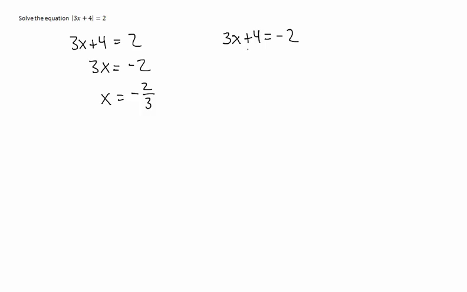And in the second equation, we subtract 4 from both sides again. 3x is equal to negative 6, and x is equal to negative 6 divided by 3, or negative 2. So our solutions are negative 2/3 and negative 2.